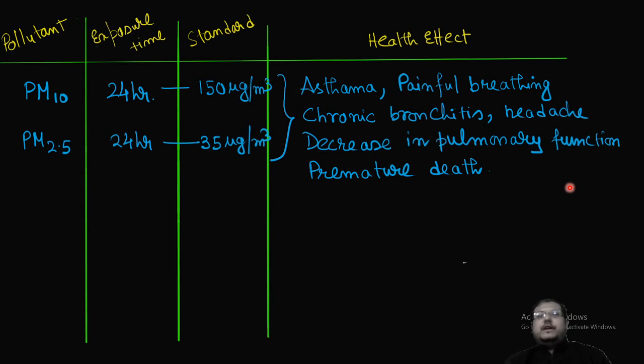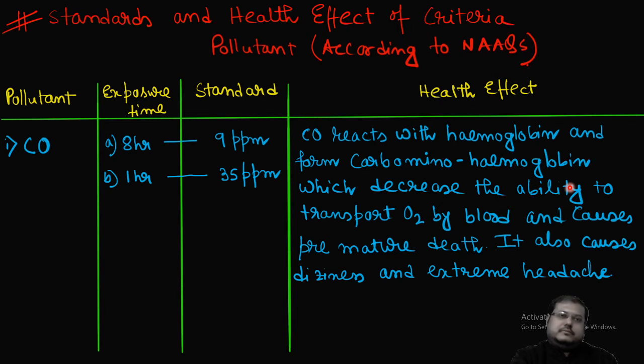PM10 and PM2.5, exposure time 24 hour in both the cases. Standard is 150 microgram per meter cube and 35 microgram per meter cube. Health effects: asthma, painful breathing, chronic bronchitis, headache, decrease in pulmonary function, finally premature death. Have a look.